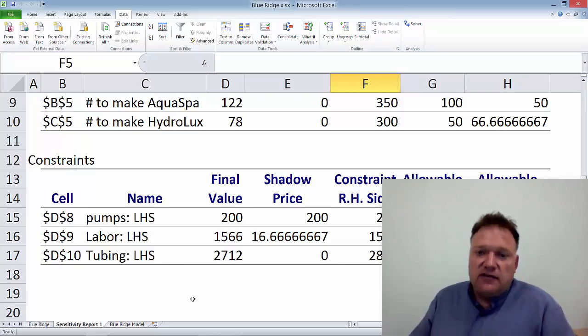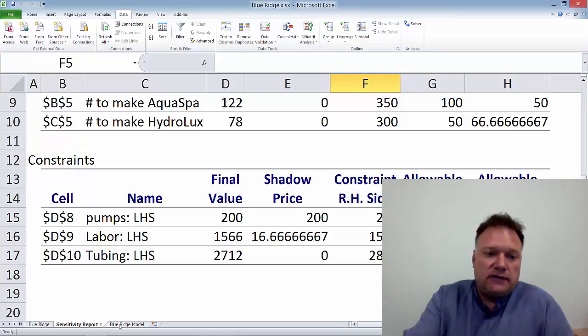So as soon as I get 208 pumps, I don't know what'll happen. The profit will be different. It'll probably be less. Or I've got an allowable decrease of 26. So that means that I can decrease it by up to 26 pumps, and the shadow price is saying that the profit will decrease by 200. So let's run that and see.